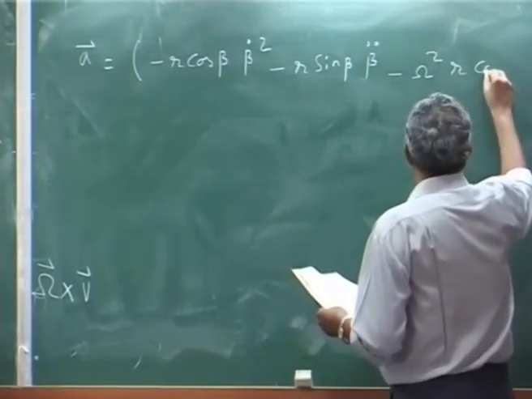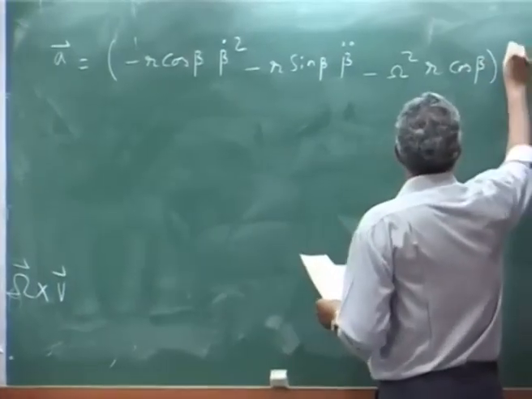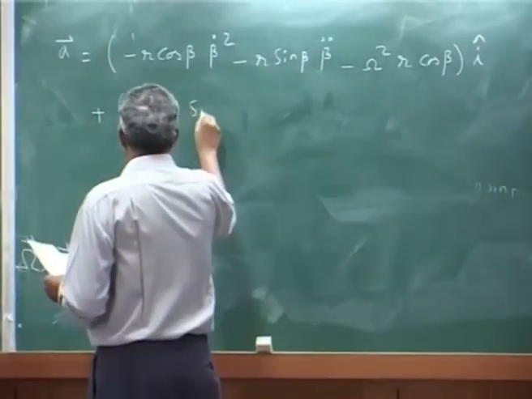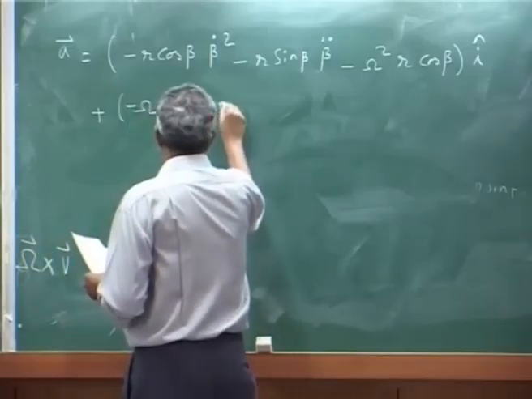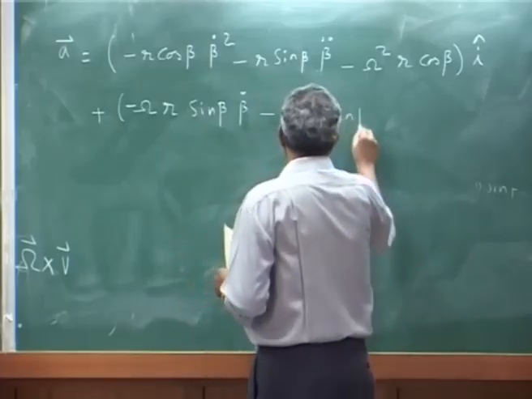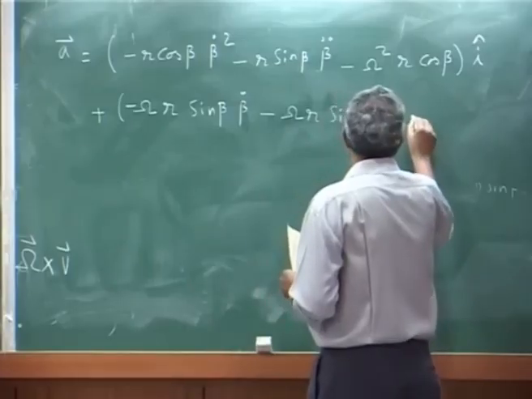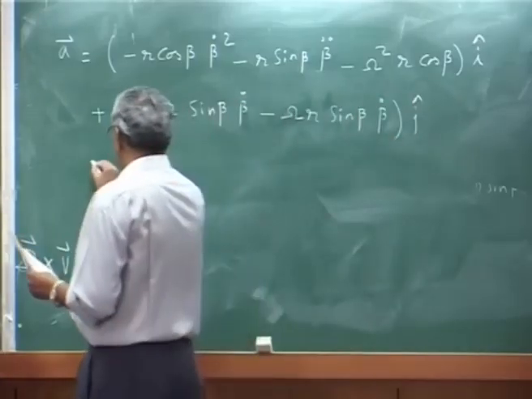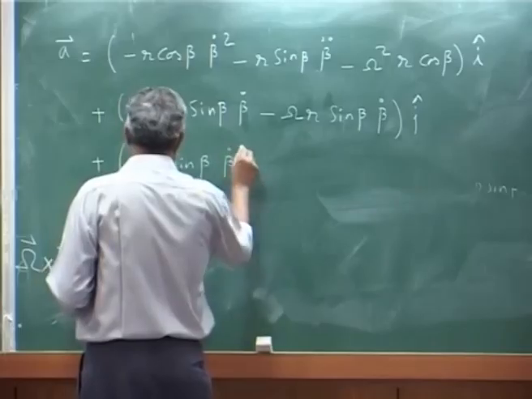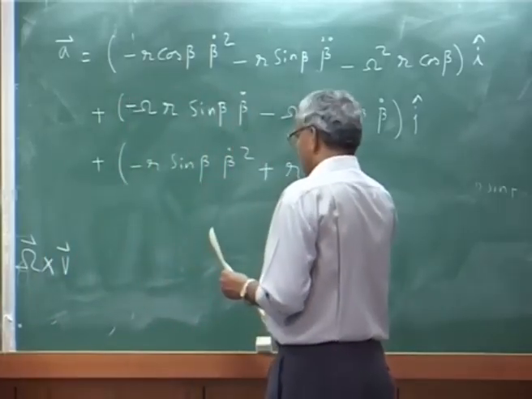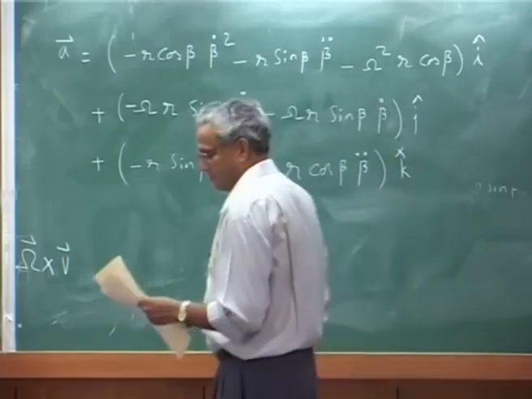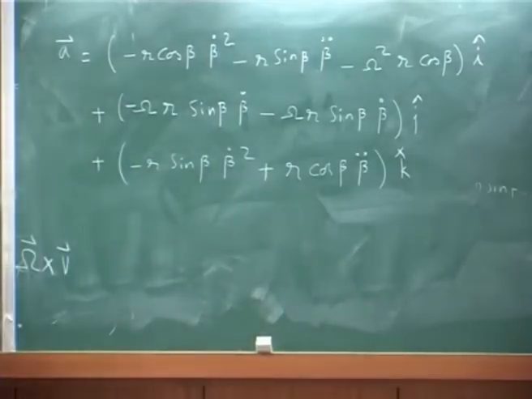Omega square r cosine beta i. Then plus, with a minus sign, omega r sine beta beta dot, plus omega r sine beta beta dot. This is j. Then plus minus r sine beta beta dot square plus r cosine beta beta double dot. So this is my full acceleration expression.